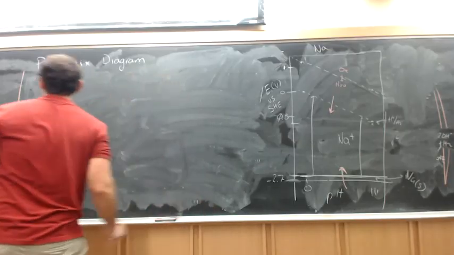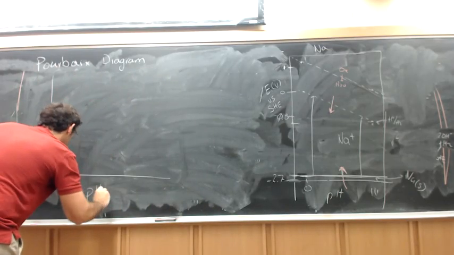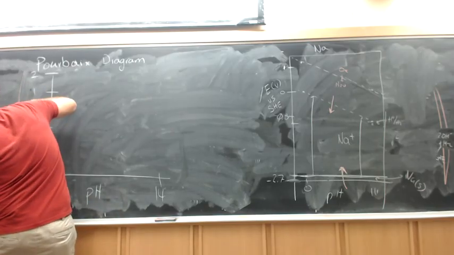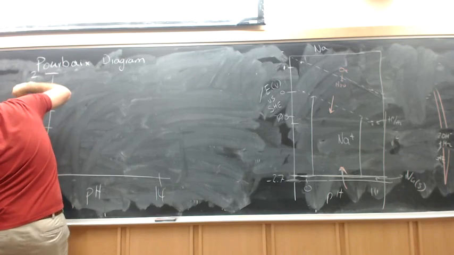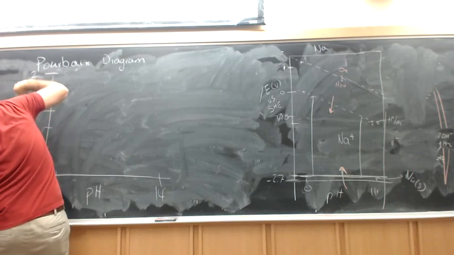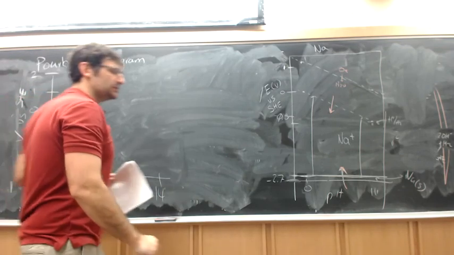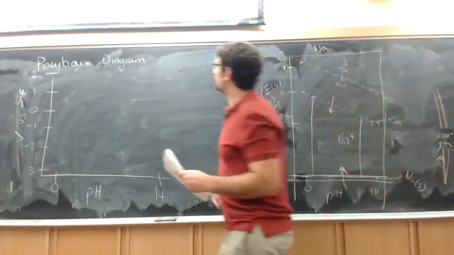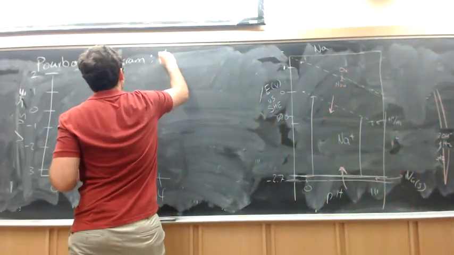So let's do a harder one. Do aluminum. Label our plot here. Volts versus SHE. This is pH. Okay. And we're going to do it for aluminum now.